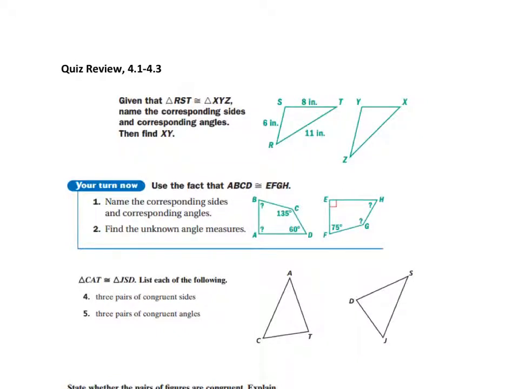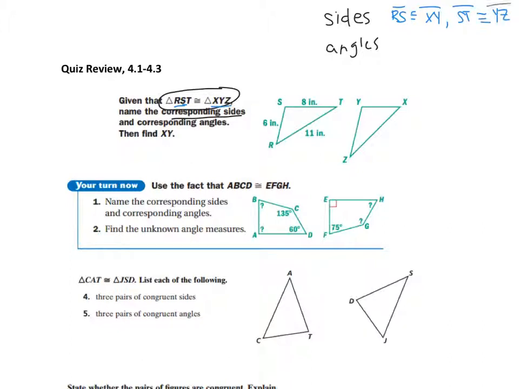Okay, the first one, given that these triangles are congruent, name the corresponding sides and the corresponding angles. So sides are segments. So the sides that correspond you can get right from the congruent statement. You don't even have to look at the triangles. So RS is congruent to XY. Put segment bars, comma. ST, the segment, is congruent to YZ. And then RT, the other combination, the segment, is congruent to XZ, the segment.